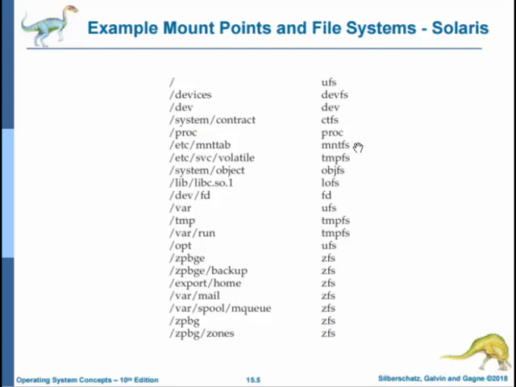Another example of a file system is the LOFS. It's a loopback file system that allows one file system to be accessed in place of another one. The proc file system is a virtual file system that presents information on all processes as a file system. And the UFS and the CFS that you see here are general purpose file systems.